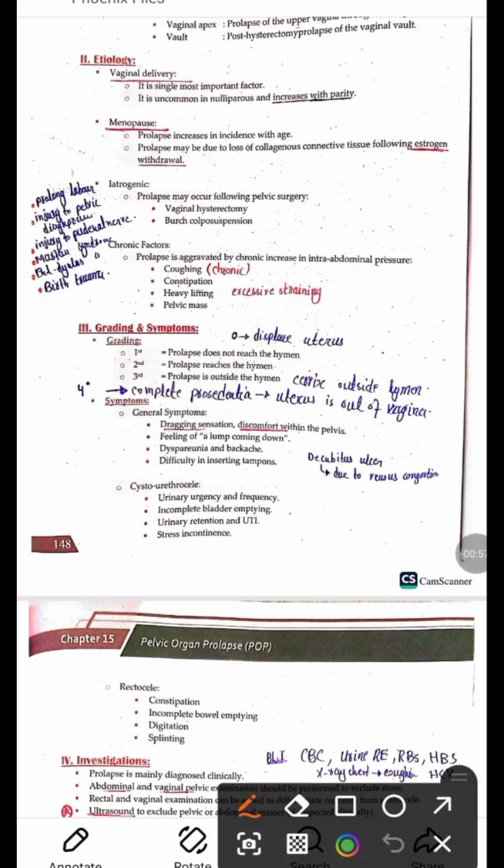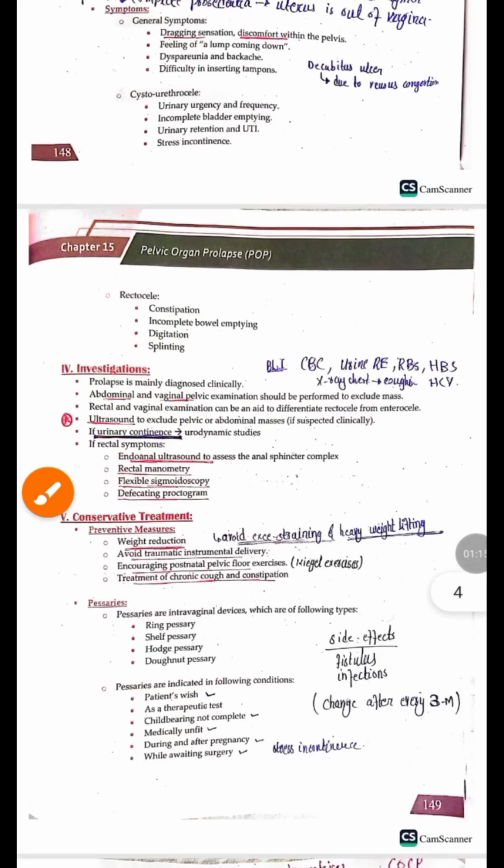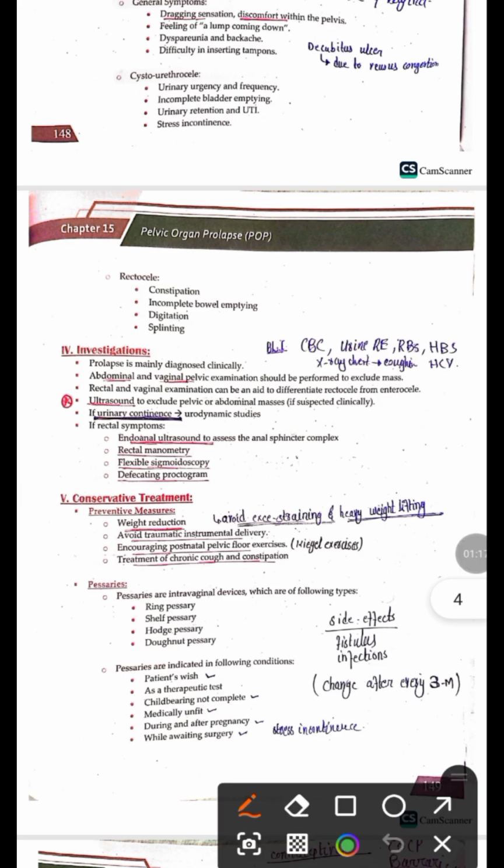If there is a cystourethrocele, there will be urinary symptoms like urinary frequency, urgency, incomplete emptying of the bladder, there may be urinary retention, recurrent UTIs, and there may be stress incontinence. And if there is rectocele, there may be constipation, incomplete bowel emptying, and there may be digitation or splinting. Let's talk about the support of the pelvic organs.